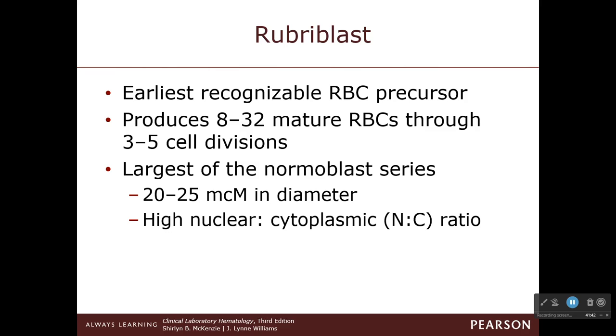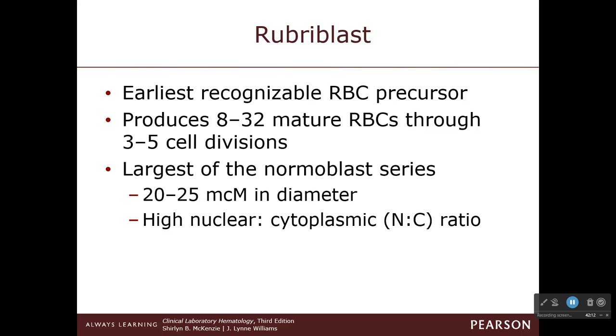All right. So let's talk about the rubroblast. Rubroblast is also known as a pronormoblast. It produces 8 to 32 mature RBCs, so one cell is going through mitosis, about what? 16 divisions. That would be about right, wouldn't it? Up to 16 divisions, I guess. It doesn't necessarily have to do that.